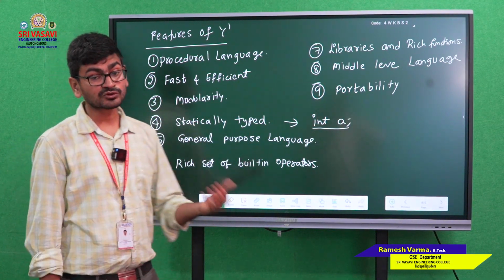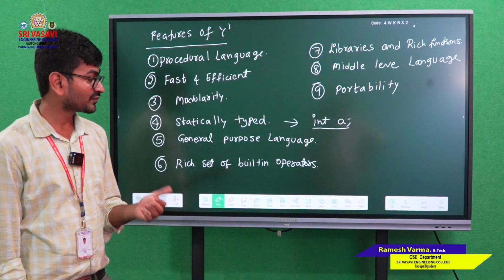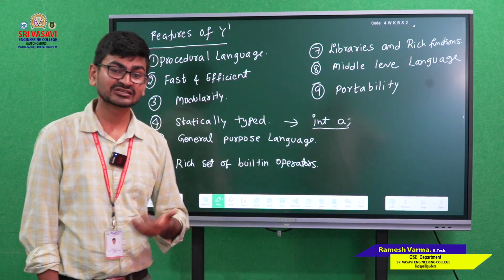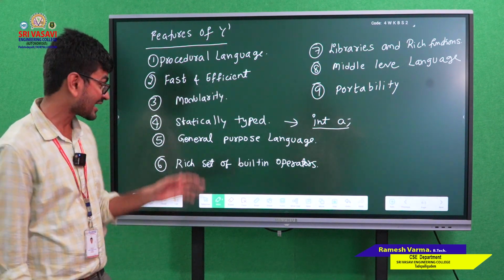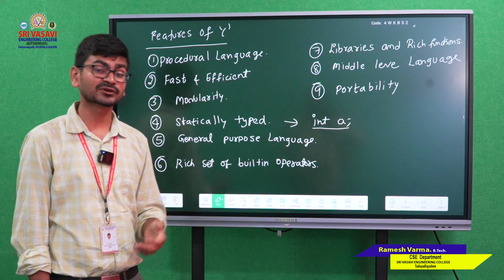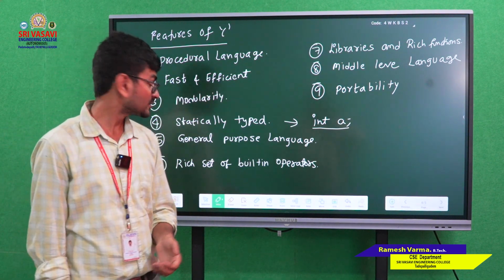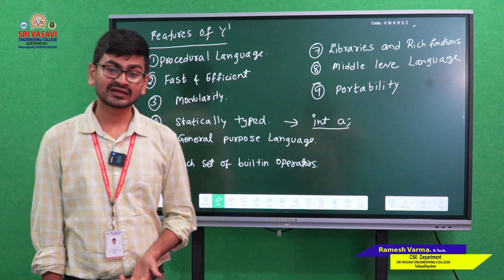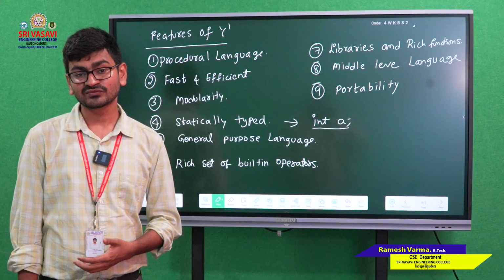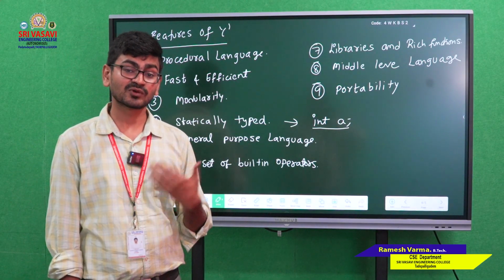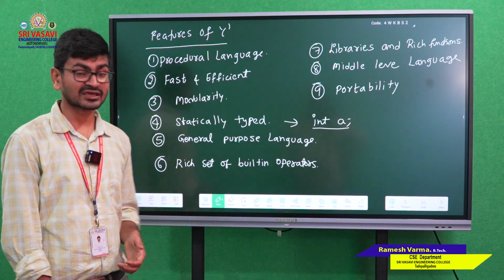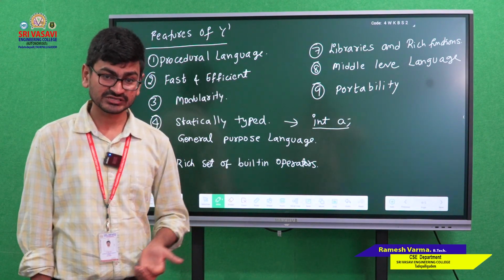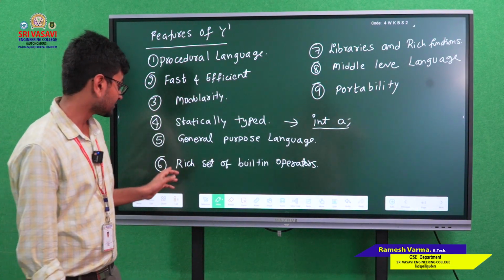And there is one more type called dynamically typed, where we do not need to specify any data type. That is called dynamically typed. So statically typed languages are faster when compared to dynamically typed languages. And it is a general purpose programming language. With the help of C, we can develop games, and we can develop an operating system altogether. We can use it in automobile systems or space technologies, like I said earlier.